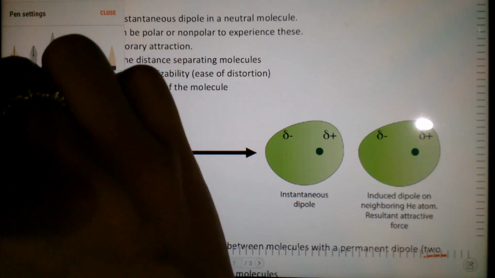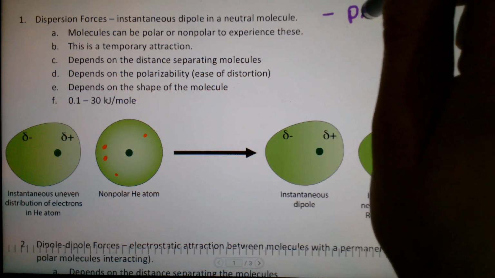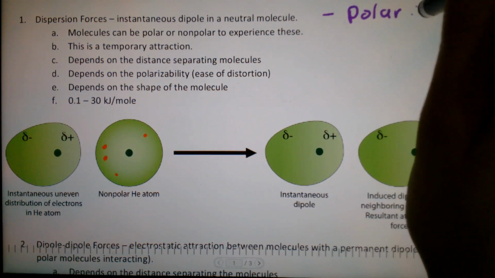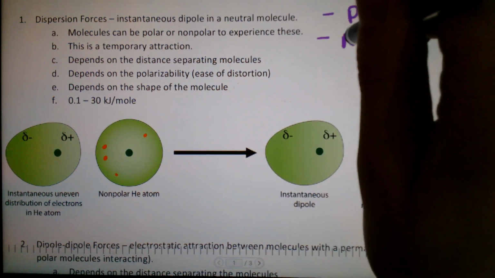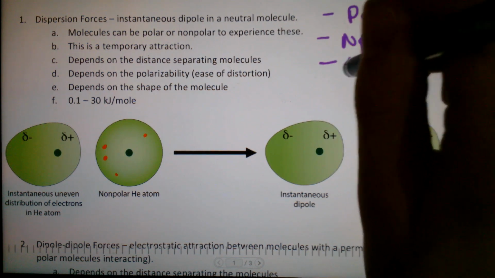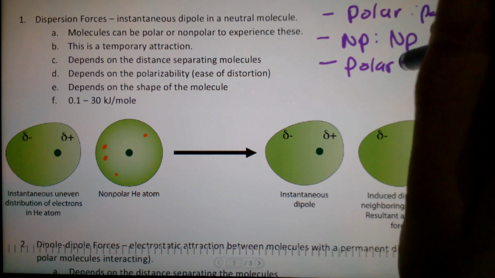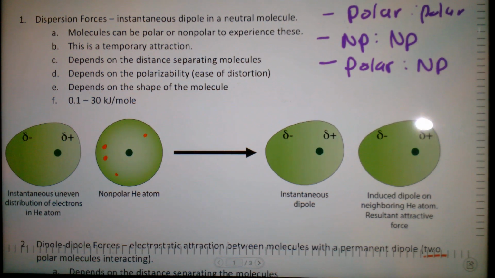Okay, so to recap, a dispersion force can happen between a polar and a polar molecule. It can happen between nonpolar and nonpolar, and it can happen between polar and nonpolar. Any combination of these types of things can produce dispersion forces.